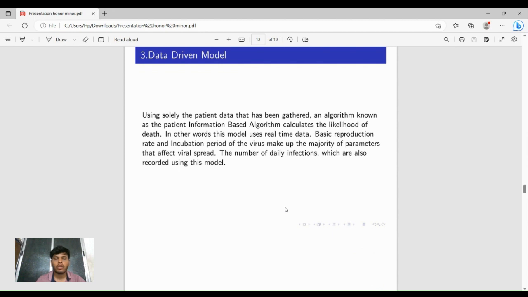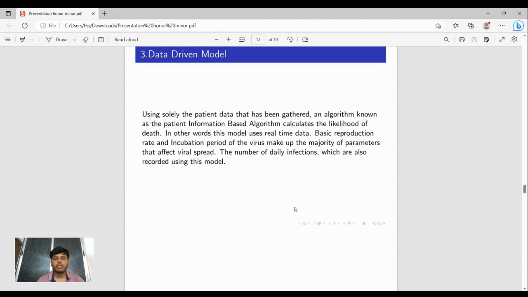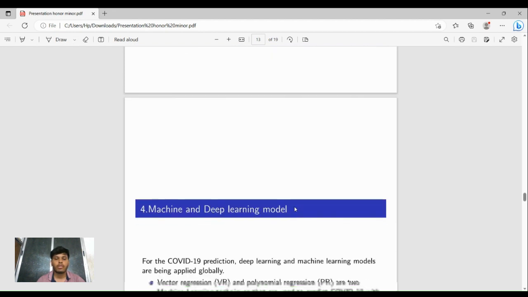Data-driven model, using solely the patient data that has been gathered. An algorithm known as the patient information-based algorithm calculates the likelihood of death. In other words, this model uses real-time data, basic reproduction rate, and incubation period of the virus, which make up the majority of the parameters that affect viral spread. The number of daily infections is also recorded using this model.